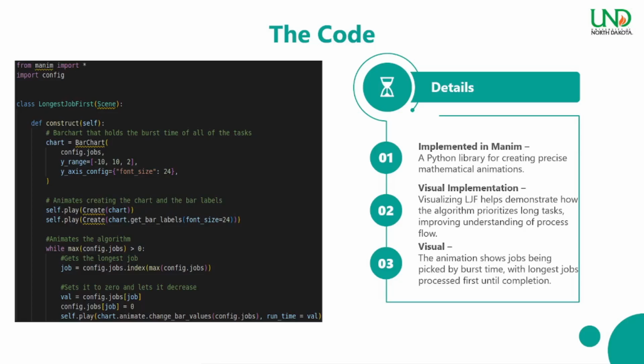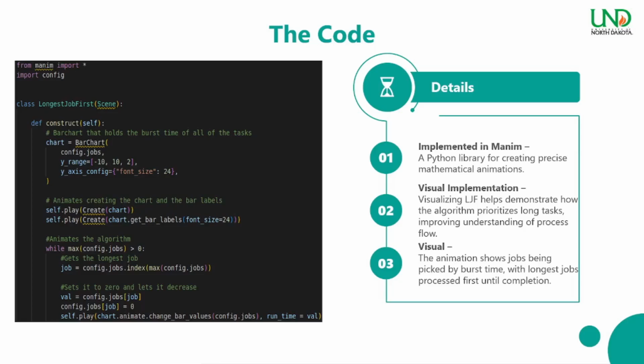By scripting the LGF process in Manim, we can visually represent each step of the algorithm: adding processes to a table, selecting the process with the longest burst time, executing it, and repeating until the process table is empty. This allows us to walk viewers through each stage, giving them a clear understanding of the algorithm's flow.